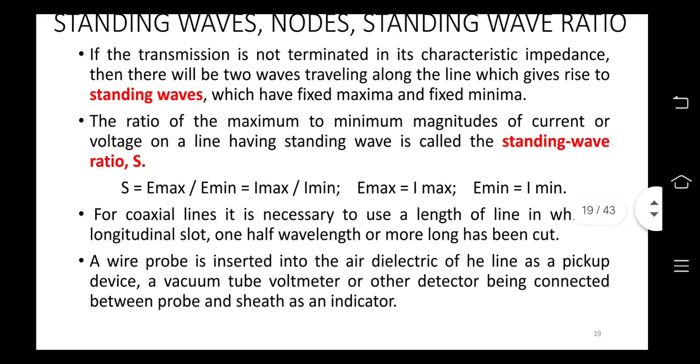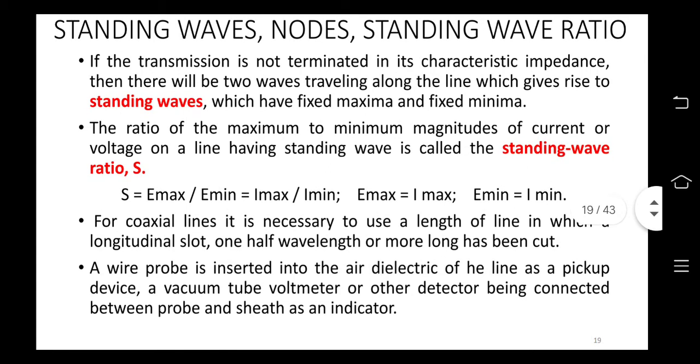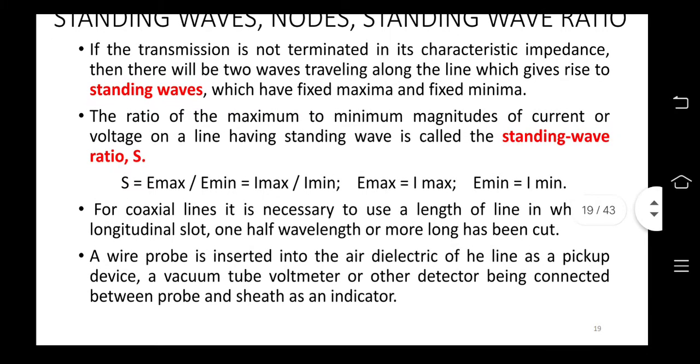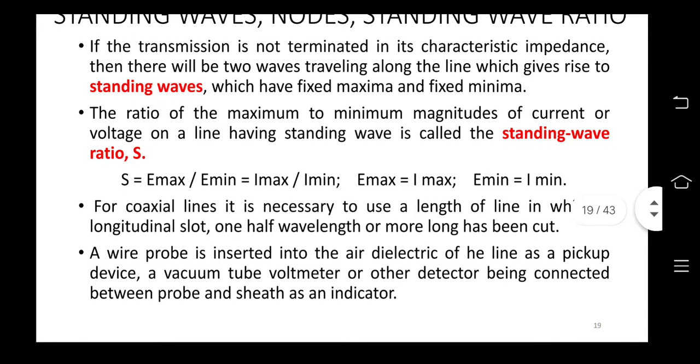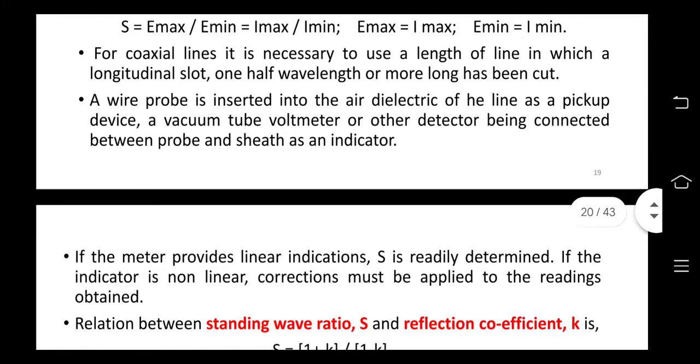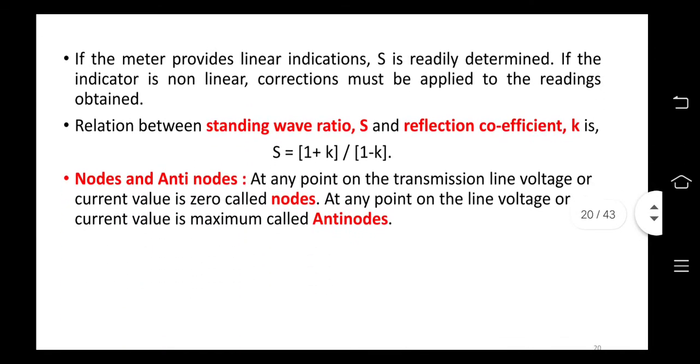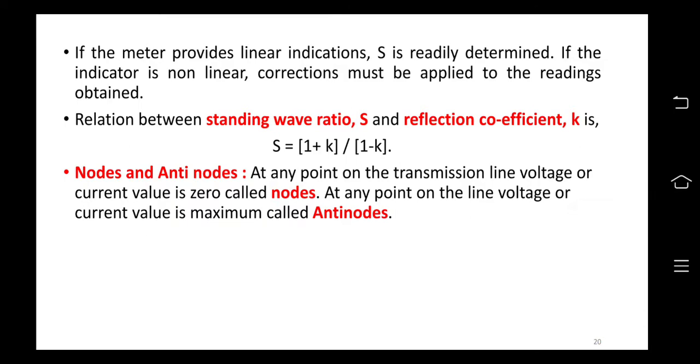So, for coaxial lines, it is necessary to use a length of line in which a longitudinal slot of 1/2 wavelength or more has been cut. A wire probe is inserted into the air dielectric of the line as a pickup device, a vacuum tube voltmeter or other detector being connected between the probe and the sheath as an indicator. If the meter provides linear indications, S is readily determined. If the indicator is non-linear, then corrections must be applied to the readings.